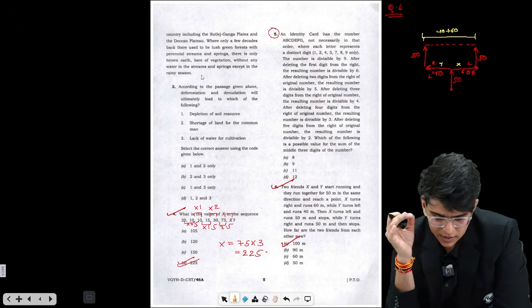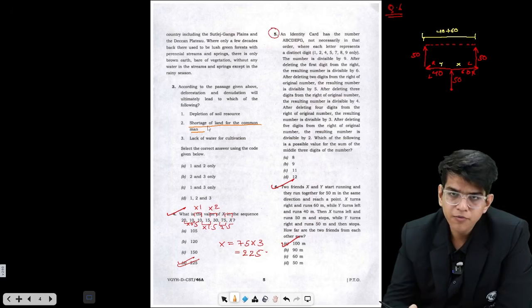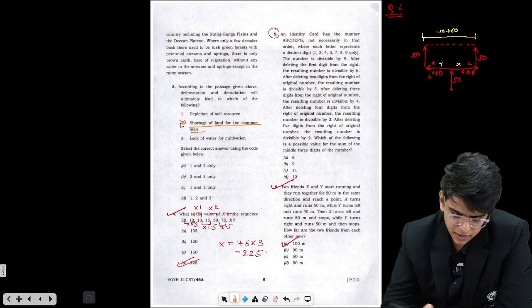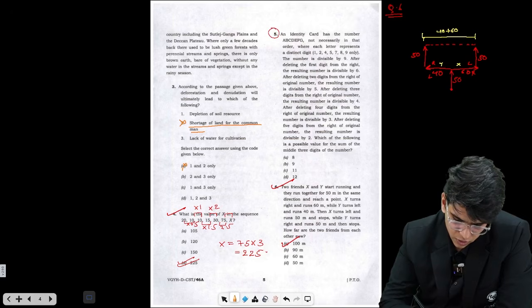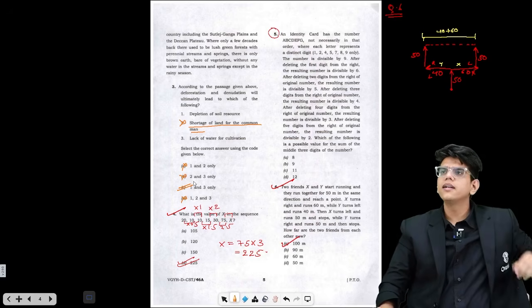While going through the passage, I couldn't find this. Shortage of land for the common man will be one of the problems. So this statement is wrong. So statement 2 is wrong. So 2A, B, this is gone. Only C. C is the correct answer. Okay, C is the correct answer.